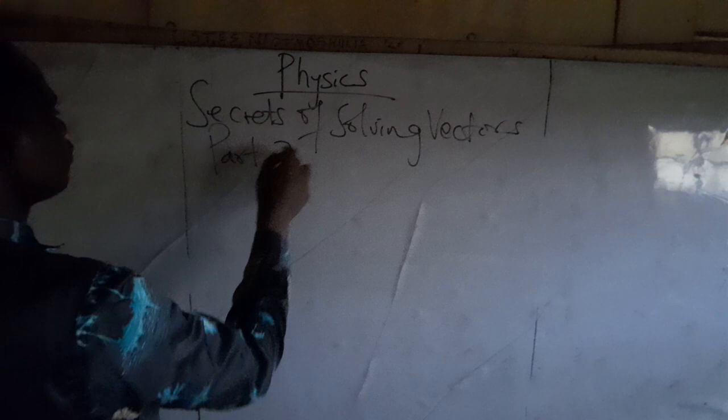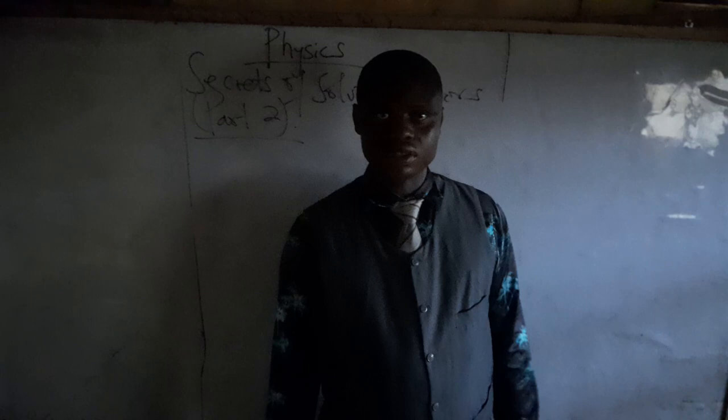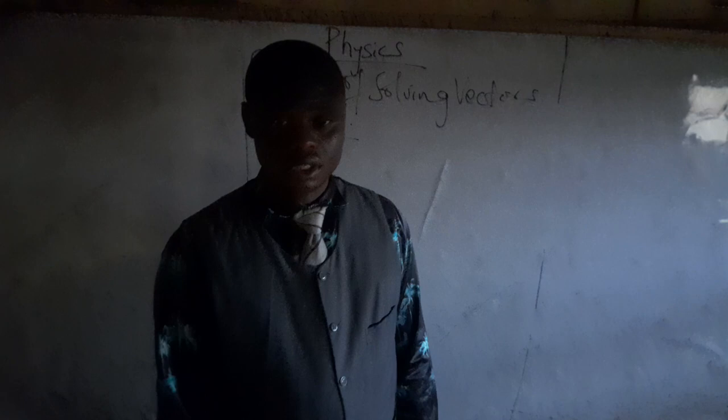When vectors are in opposite directions, subtract the smaller vector from the bigger vector to get the resultant. Let me say it again. When vectors are in opposite directions, subtract the smaller vector from the bigger vector so to get what? The resultant. Then the resultant is in the direction of the bigger vector.